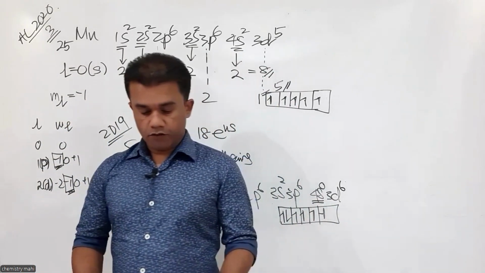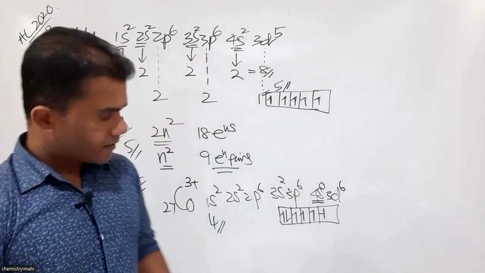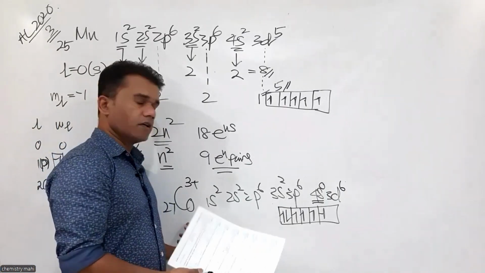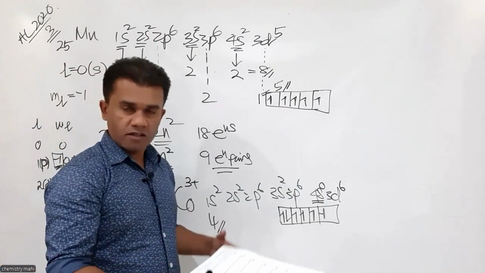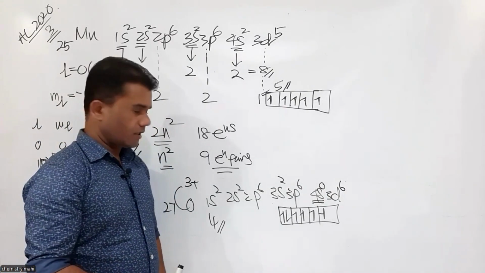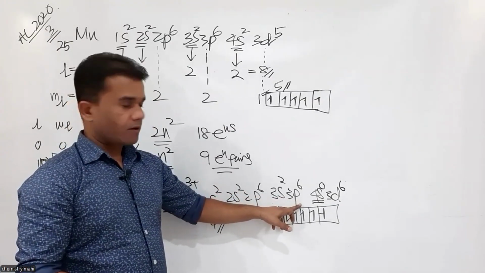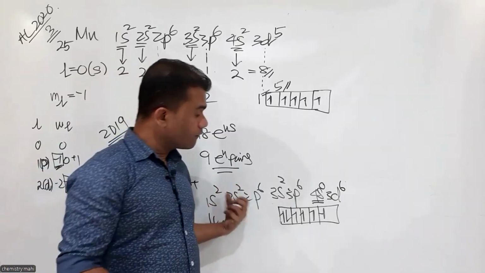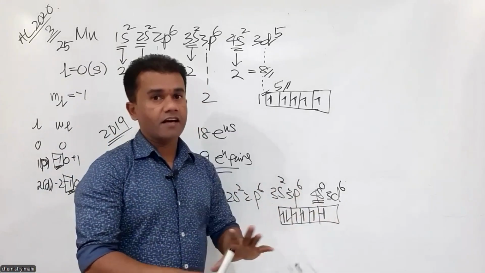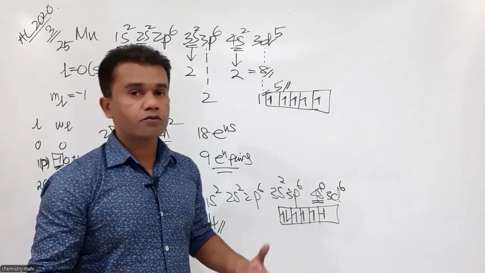4 unpaired electrons. In this type of case, it's okay. You can even use the condensed electron configuration. Up to this, you can replace it with argon. No worry. Why? Because argon means everything is completely filled, which means there are no unpaired electrons. We can make sure of that.